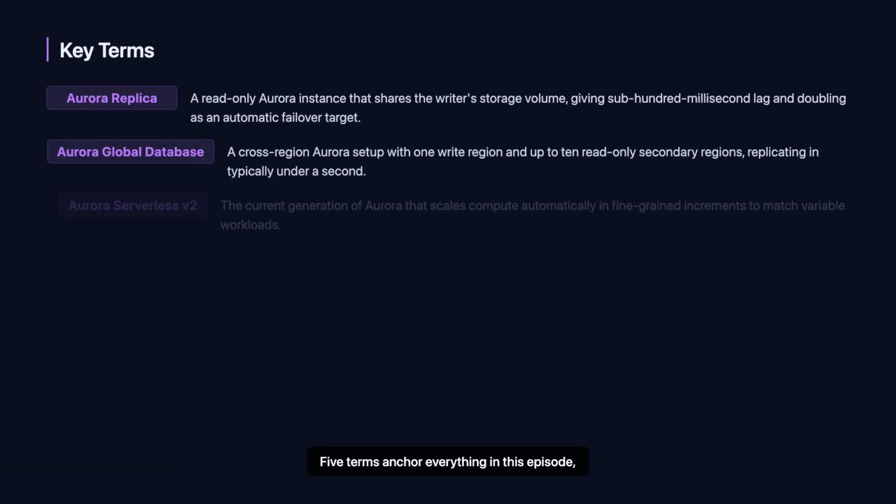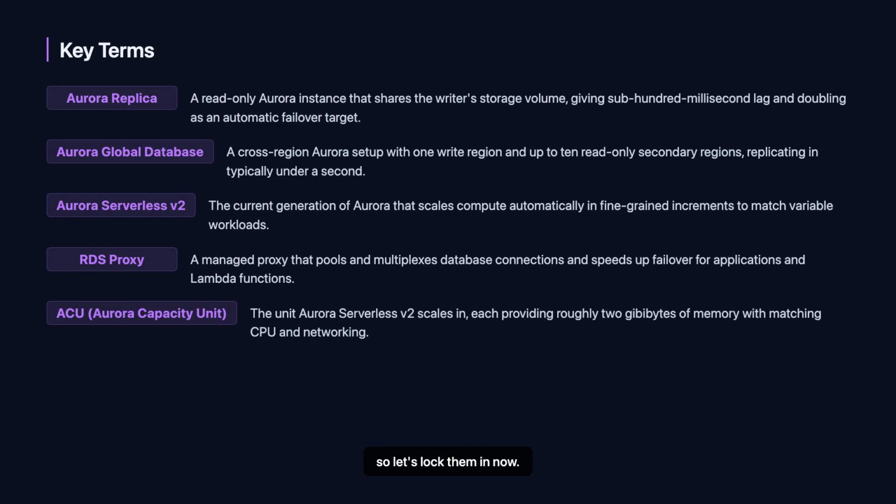Five terms anchor everything in this episode, so let's lock them in now. An Aurora replica is a read-only instance that shares the same underlying storage as the writer, which keeps lag under 100 milliseconds and makes it a built-in failover candidate. Aurora Global Database stretches across regions, one write region, up to 10 read-only secondaries, with replication that typically completes in under a second. Aurora Serverless v2 is the current generation that adjusts compute automatically as your workload shifts.